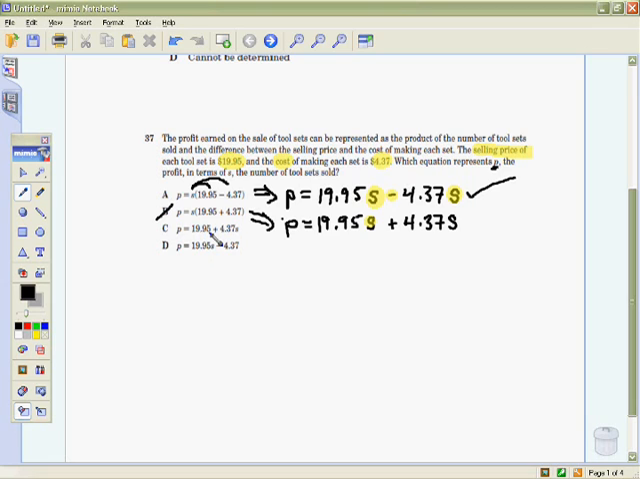For C, the problem with C is that I'm not multiplying $19.95 times each set that I will sell. There's no S here. That's the difference between choice A and choice C. Choice A includes the S you multiply with. Choice C does not. And D is just backwards of choice C. It multiplies $19.95 times S, but not the cost per making each set by S. So those don't work. So the best answer is going to be A.